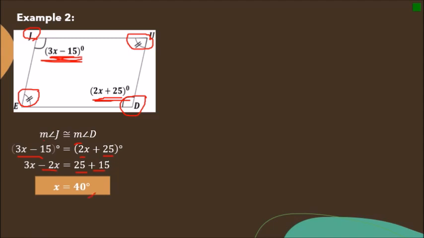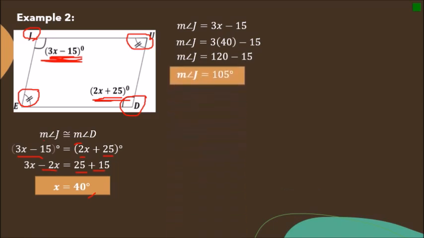Hindi pa to yung sagot mo. Value pa lang to ng variable x. Now, to get the value of the measure of angle J, isa-substitute mo yung nakuha mong value ng x dun sa given measurement na binomial ni angle J. So, the measure of angle J is 3x minus 15. Substitute mo lang yung x, which is 40. 3 times 40 is 120. 120 minus 15, the measure of angle J therefore is 105 degrees. So, hindi na ito ang measurement niya. Ang measurement na ngayon ni J ay 105 degrees.